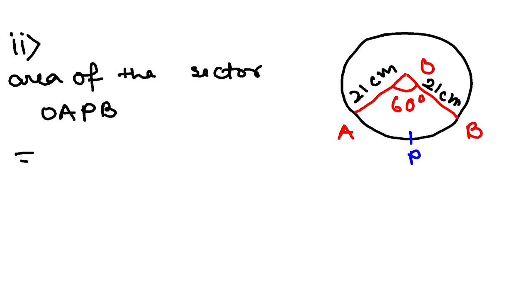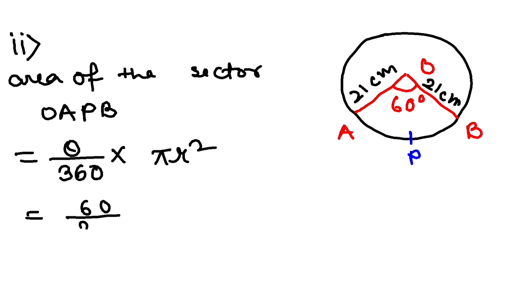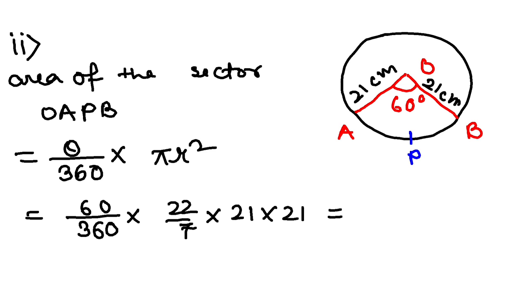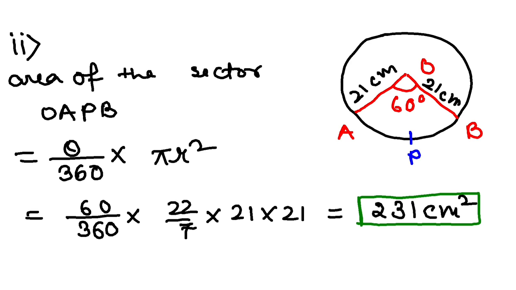So formula for area of a sector is theta by 360 into total area of the circle, pi r square. So again theta is 60, so 60 by 360, pi is 22 by 7, radius is of course 21 into 21. Now if you simplify this one, you will get 231 centimeter square. So area of the sector formed by the arc AB, that is OAPB, is 231 centimeter square. Now let's go to the third part.